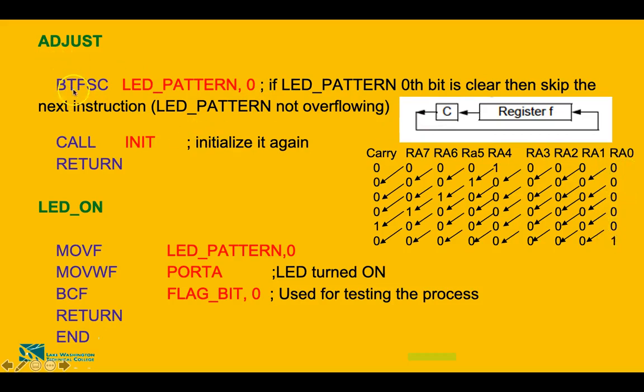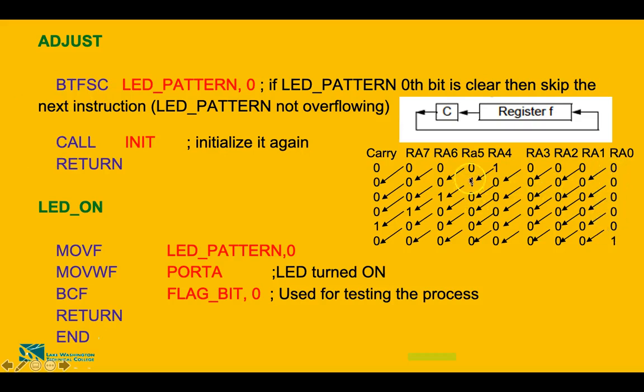So if you see here, it says bit test F, skip if clear. So it's not going to call this subroutine until it has all ones. As soon as it has any one, then it's going to call this subroutine, which is INIT. So I hope it makes sense now why we used this bit test F, skip if it is clear. It is going to skip this step and go to this return if it is all zeros, because that's what we want, right?